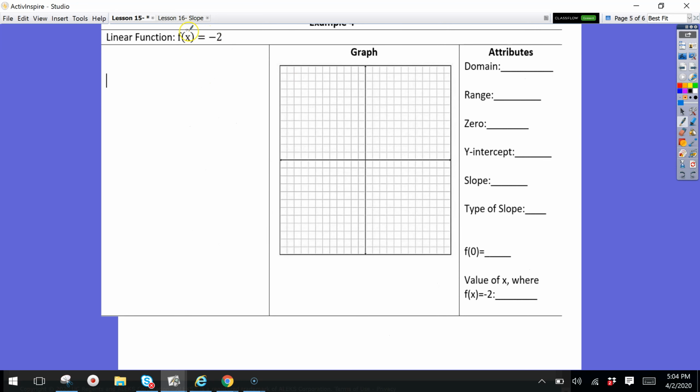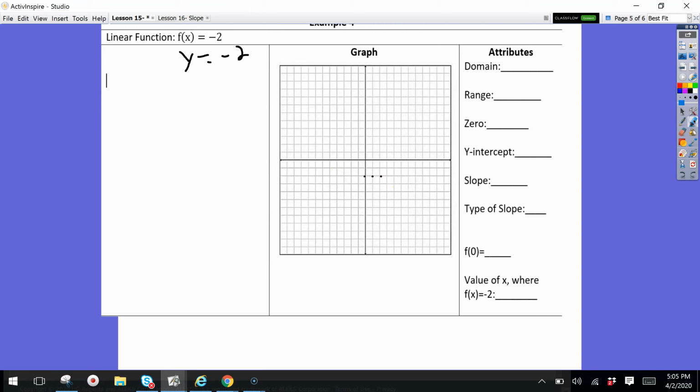So here we have f of x equals -2. Notice we don't have an x here in this function. This is just saying that y equals -2. So think about it. If I plug in a 1, I'm going to get that y equals -2, which is down here. If I plug in 0, it is -2. If I plug in a 1, I get out a -2. If I plug in a 2, I get out a -2. And so forth. Your y's are always going to equal -2.